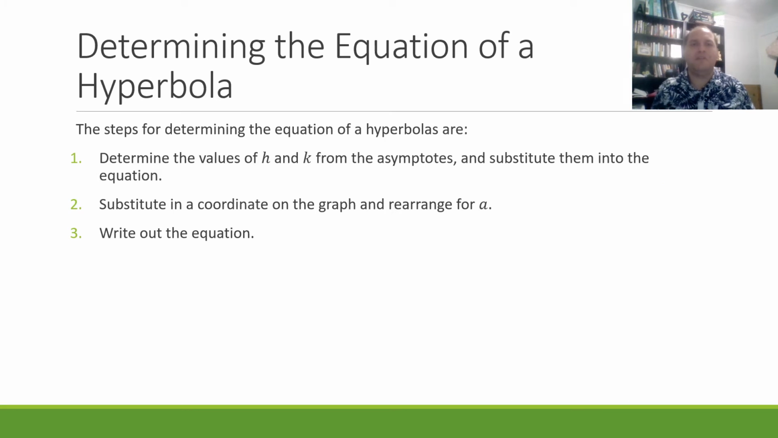Now, our steps for determining the equation of our hyperbola. So first of all, we want to determine the values of h and k from the asymptotes, and then we can substitute them straight into our equation. Pretty straightforward. So find your asymptotes, determine your values for h and k, put them into your formula. After that, we just need to work out our value of a, which we can get by substituting in some coordinate that's on our graph, and then rearranging to get a. And then the final step is to write out our equation.